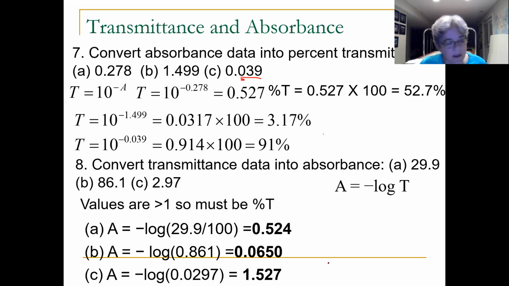Okay, so it is very important that you know how to go back and forth between absorbance and transmittance. So if we went too quickly and you weren't able to do all these calculations, you need to go back after class with your calculator and make sure that you can do this math. Okay, we will go ahead and take a break here.